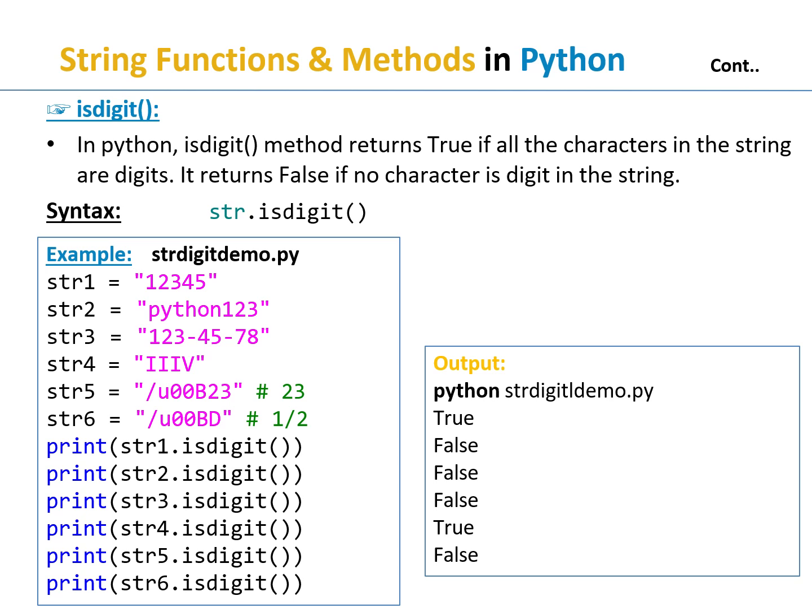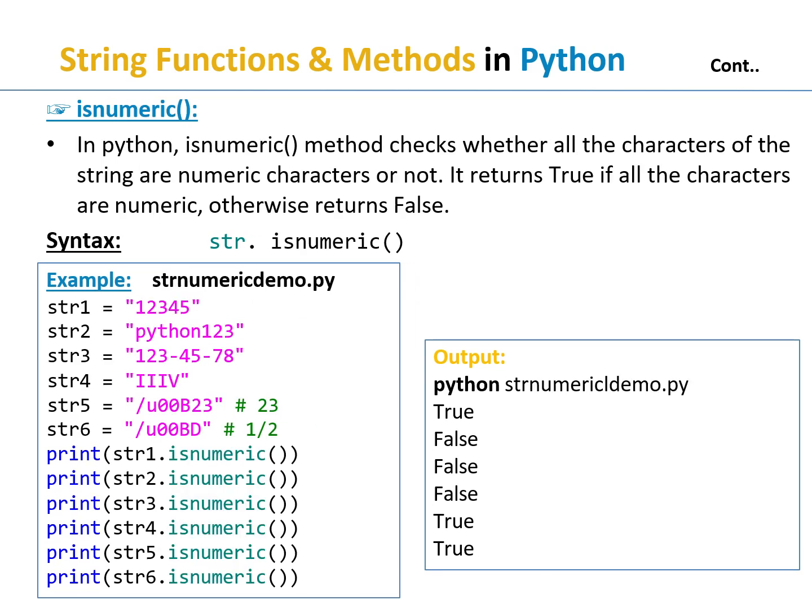isdigit is also similar to isalnum. In Python, the isdigit method returns True if all the characters in the string are digits. It returns False if any character is not a digit. The syntax of isdigit is str.isdigit(). The isnumeric method also checks whether all characters of the string are numeric characters or not. It returns True if all characters are numeric, otherwise it returns False. The syntax is str.isnumeric().